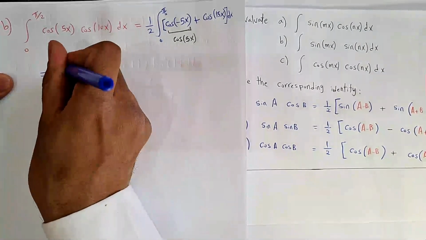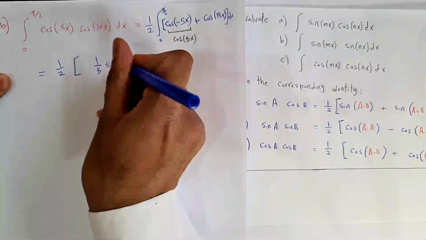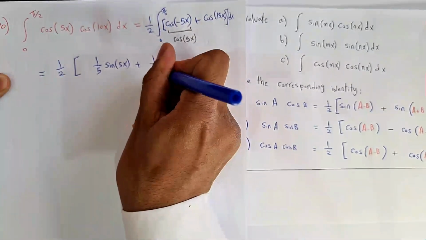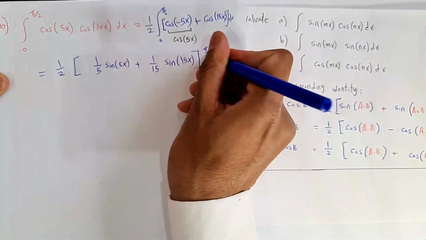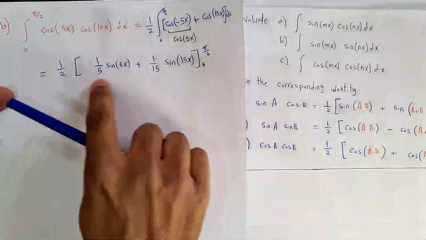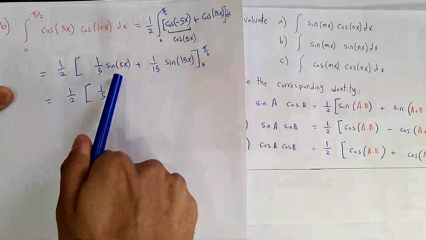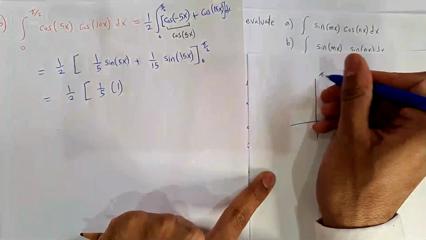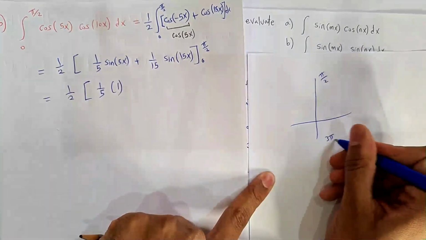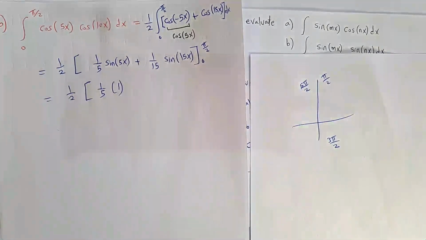Now if you integrate, you will get 1 over 2, 1 over 5 sine 5x plus 1 over 15 sine 15x. And you need to evaluate from 0 to pi over 2. If you put 0, everything will be 0. If you put pi over 2, this is 1 over 2, 1 over 5. Sine 5 pi over 2 is 1. How can we see this? Look here. This is pi over 2 and this is 3 pi over 2. So 5 pi over 2 will be here. So the sine here will be 1.